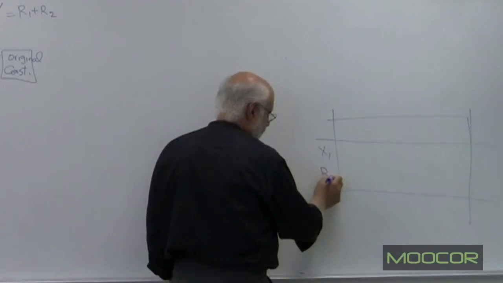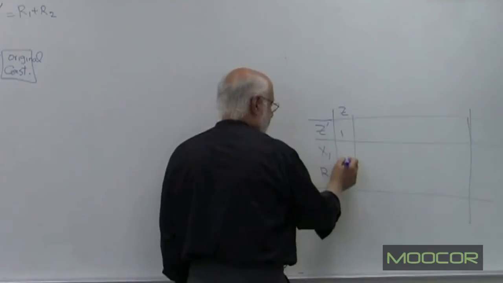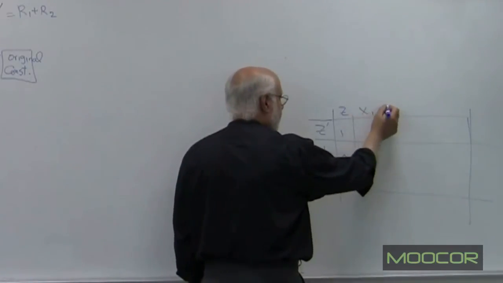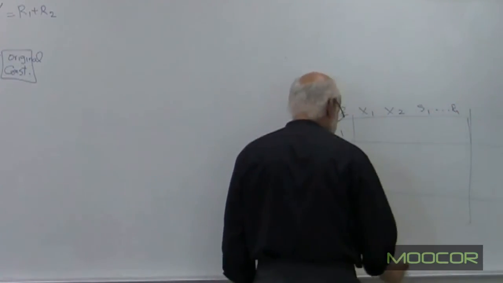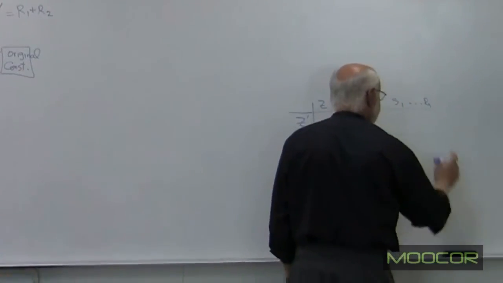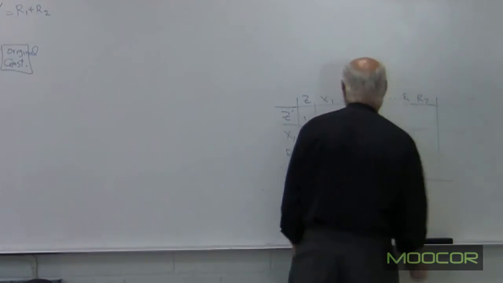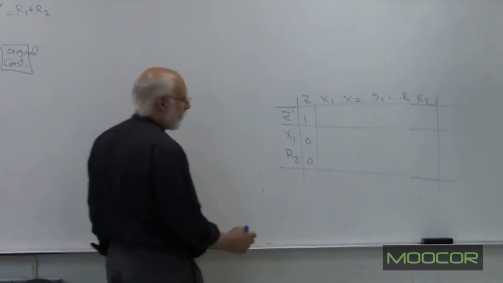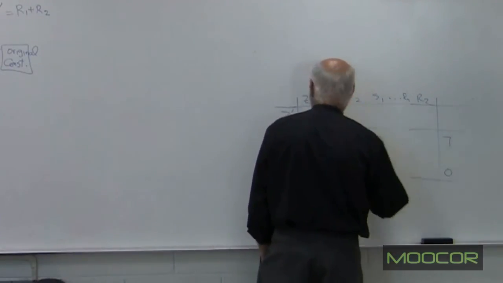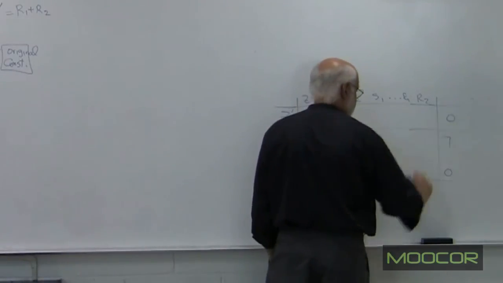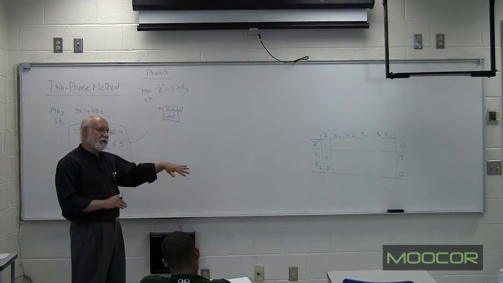X1, R2. Z prime, 1, 0, X1, X2, S1, R1, R2, and so on. Seven and 0, this is Z prime, and that is 0. At the end of phase 1, we reach this tableau.